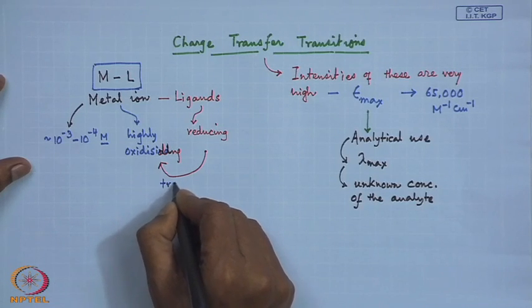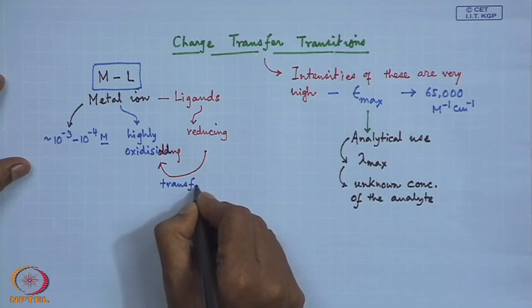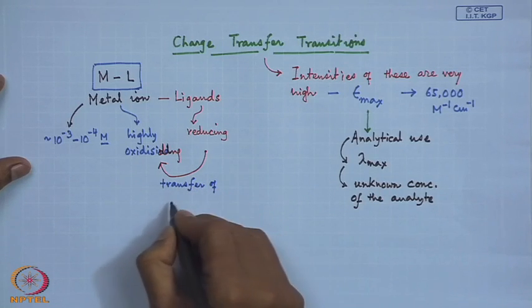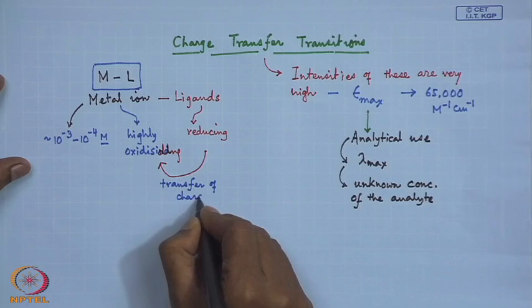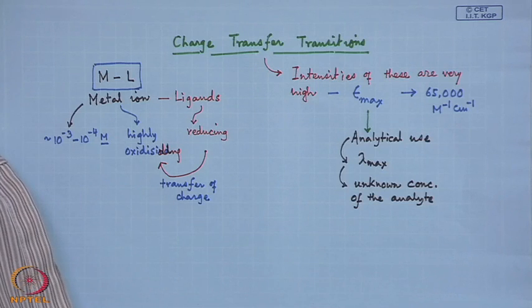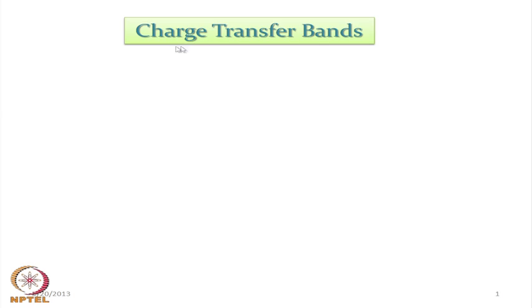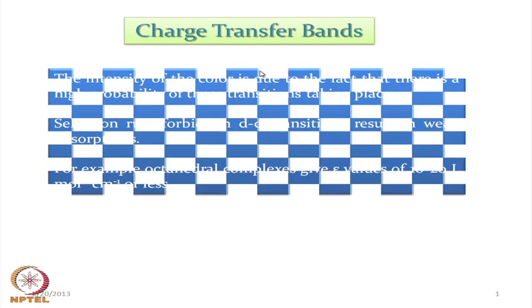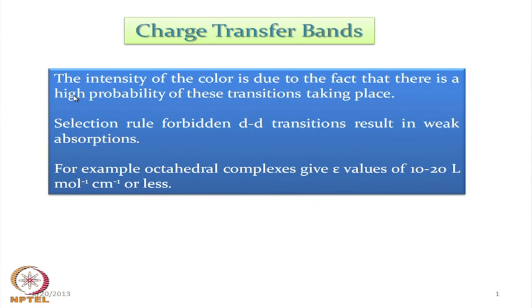So, here this transfer of charge can take place. These particular things we can consider as the corresponding charge transfer bands, and we have to find out where this particular charge transfer band is located, and its corresponding lambda max and epsilon max values can be identified.